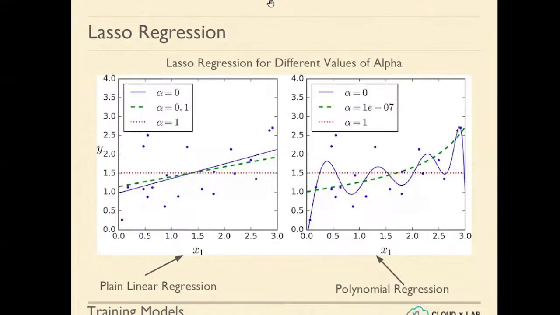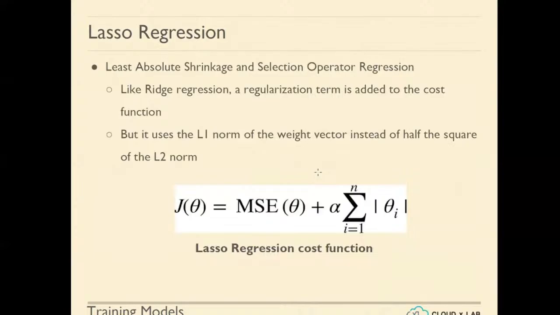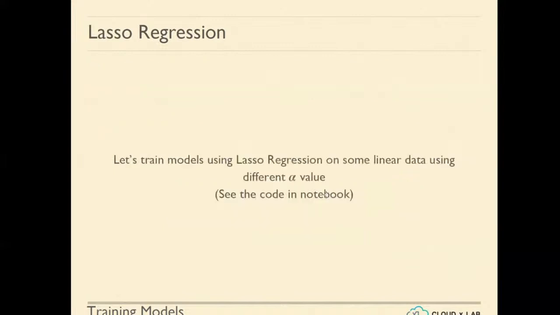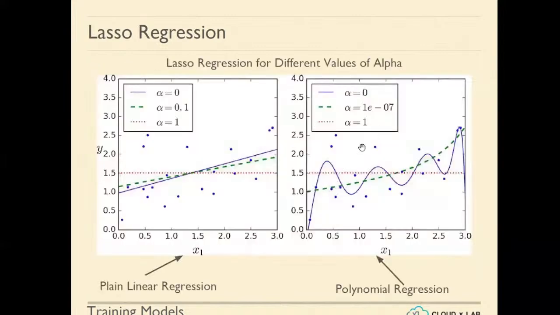If you use a low value for alpha, which means it will focus more on this first term, the MSE part, right? If you use a high value of alpha, then it will focus more on the second term. So now the theta i will become smaller, right? If you use a high alpha value, right? So the same fact you can verify from this figure, right?